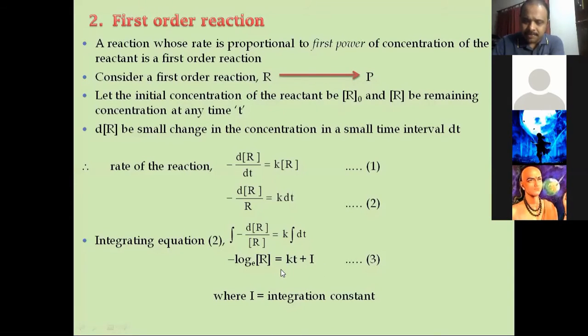When it becomes the initial condition, when time t is equal to 0, R becomes R naught. So what happens to this kt term? It becomes 0. So I becomes equal to minus log R naught to base e. Correct now?